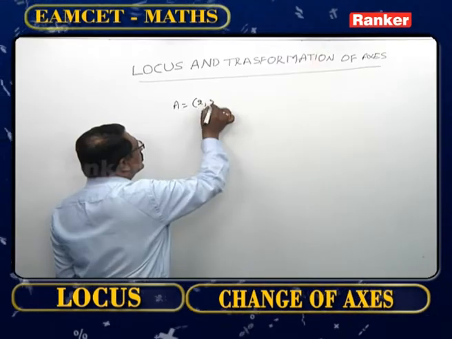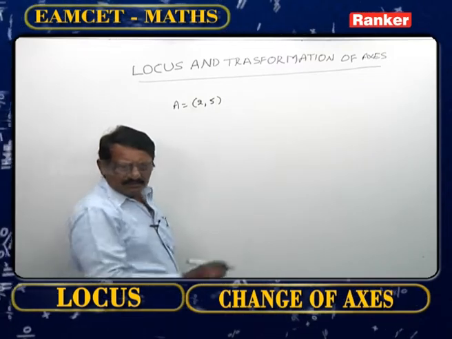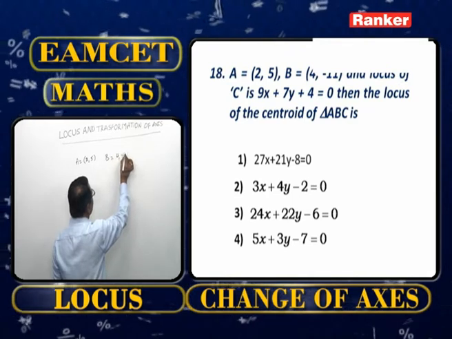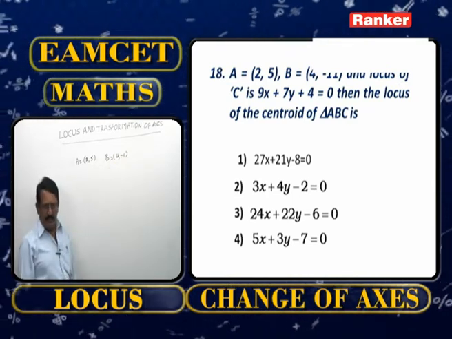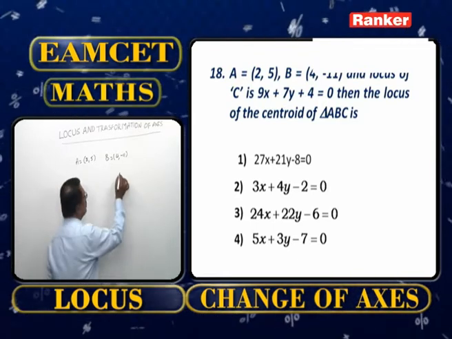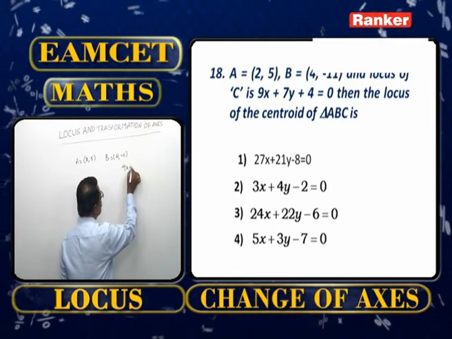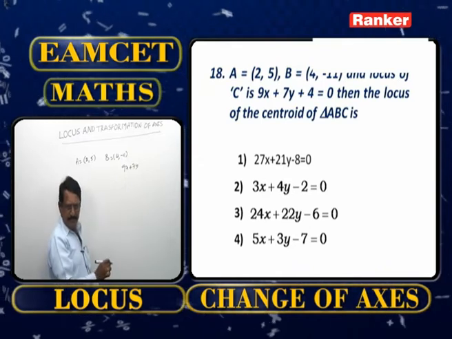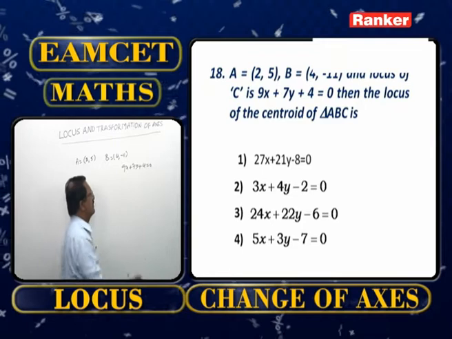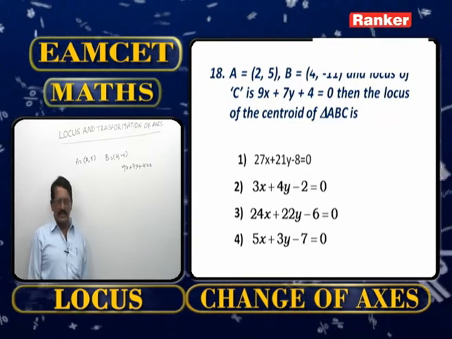A(2, 5), B(4, -11), and the locus of C is 9x + 7y + 4 = 0.